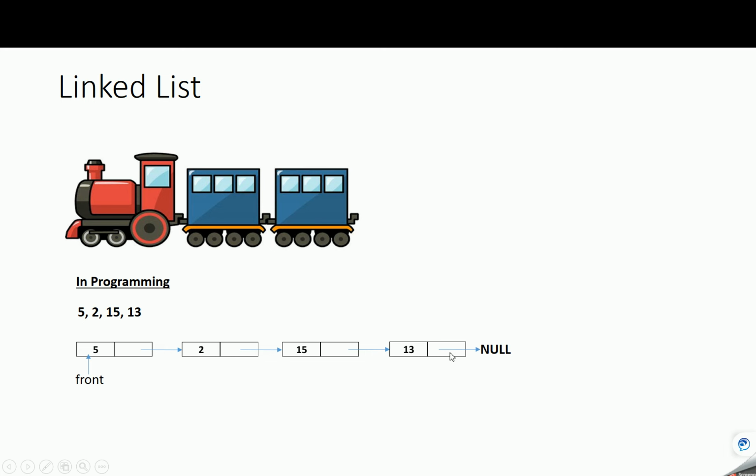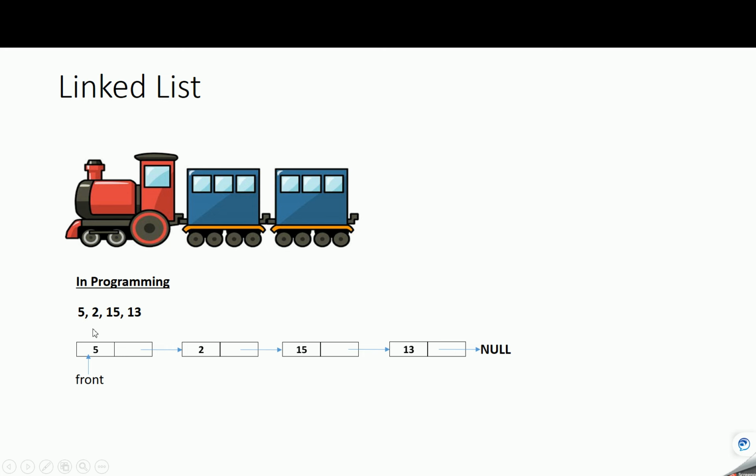If you see at the end, it will be pointing to null. Null means nothing; here it means it is not connected to any other data. Similarly, just as the last coach is not connected to any other coach, here also we have only four data, and the last data is not connected to any other data. This side of the link is called the front side, and this is called the rear side.